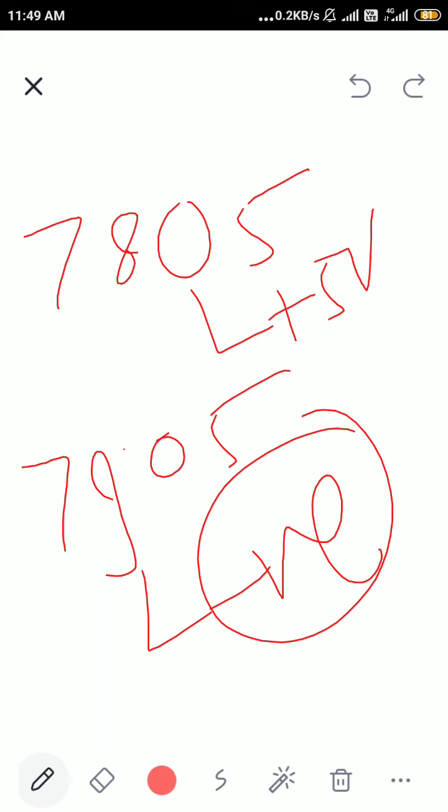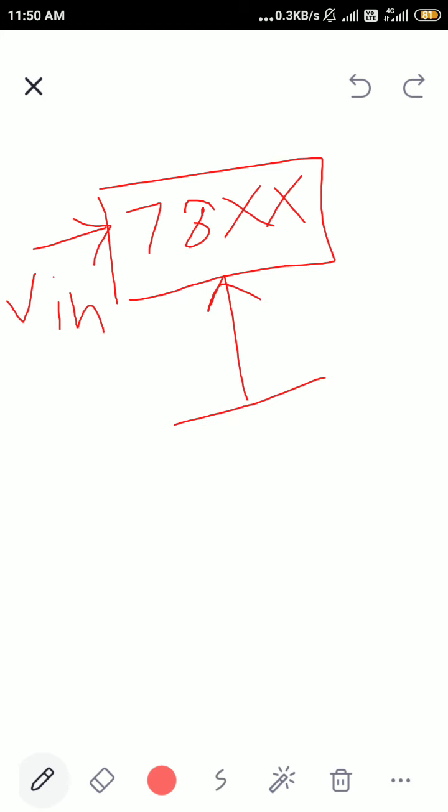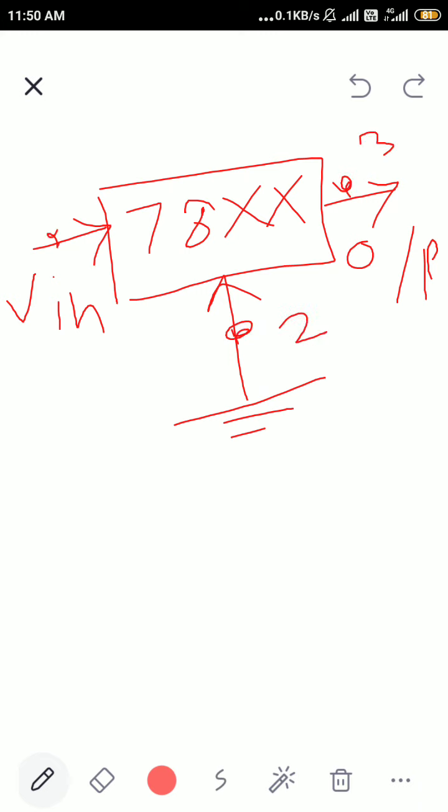Its pin diagram for the 78XX series voltage regulator IC has one input terminal, one ground terminal, and one output terminal. The ground terminal is pin number 2, the output terminal is pin number 3, and the input terminal is pin number 1.